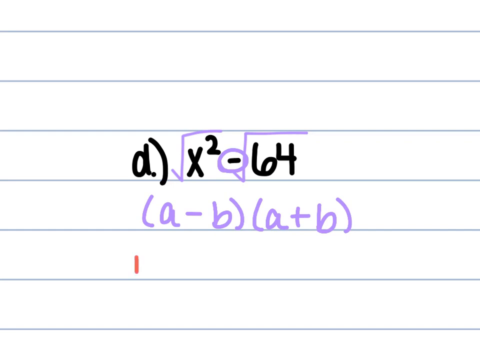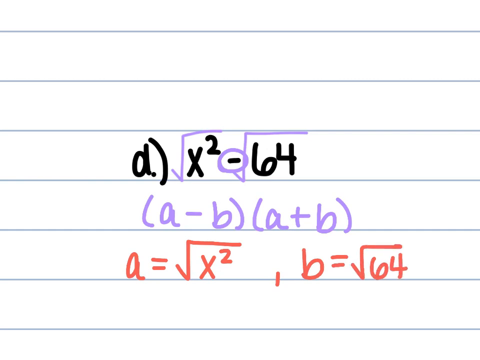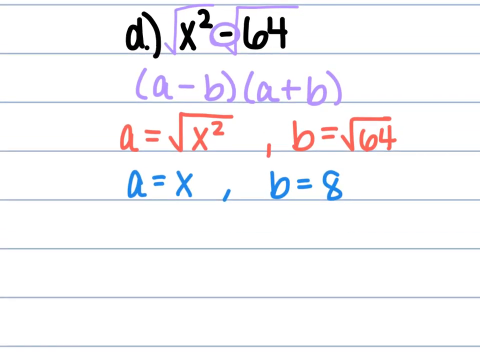So from here, your a is the square root of that x squared. Your b is the square root of that 64. So a is x, b is 8. Plug them into your formula. We're going to have x minus 8 times x plus 8.